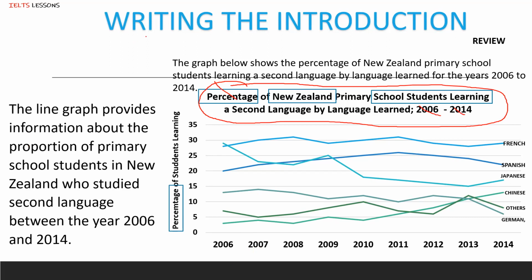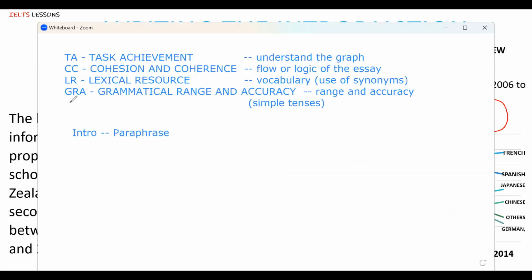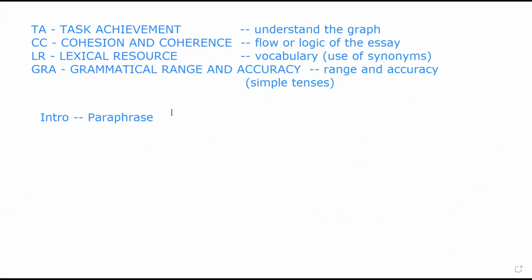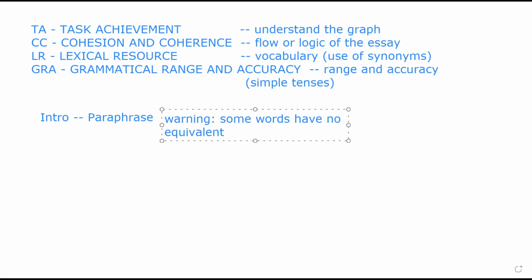So anyway, the key here is that students should have to use synonyms, okay? But there's also a warning, because some students use synonyms even though it's not appropriate, okay? So a warning here is that some words have no equivalent synonym, which we are not allowed to change. Now, the danger here is when students attempt to change all words into synonyms.